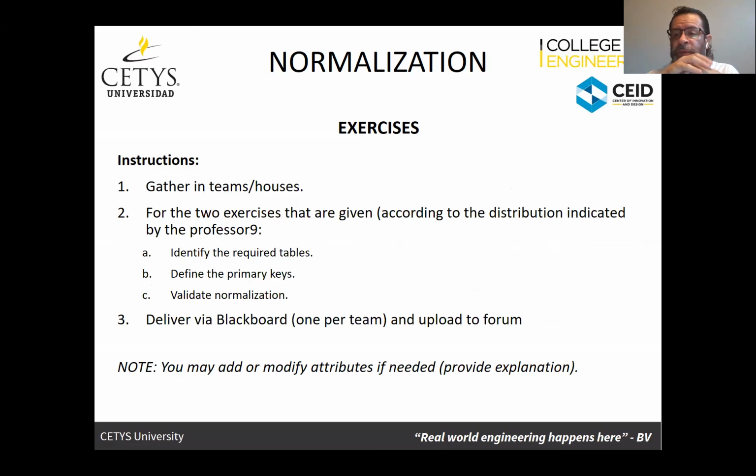I asked you guys to do a couple of exercises to round out the normalization topic. Basically, I gave you two exercises that had either a table or some sort of report or invoice. What you needed to do is identify the tables, the primary keys, and validate that the tables complied with the normalization rules.